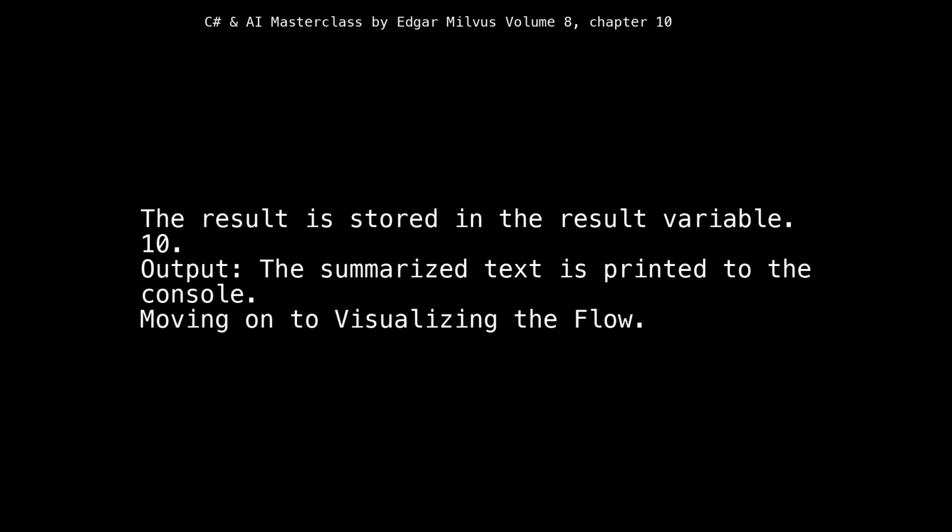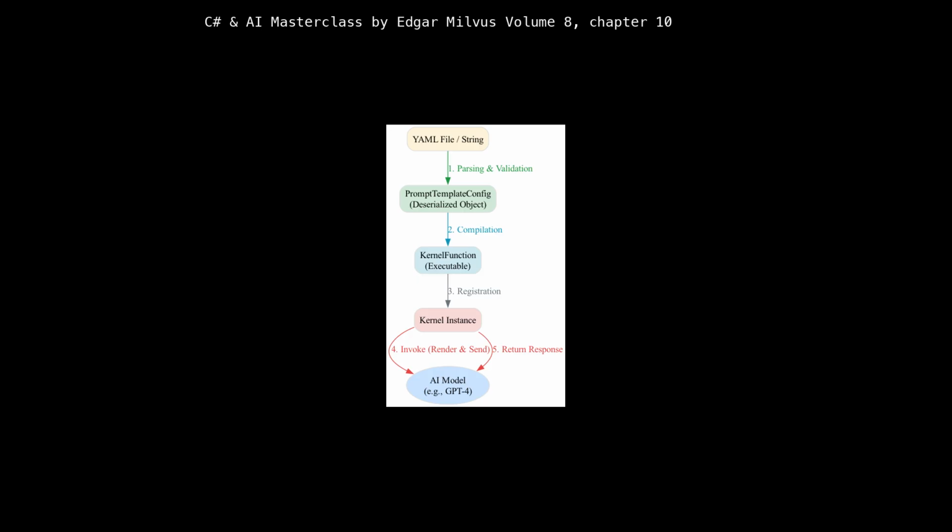Moving on to visualizing the flow. This diagram illustrates how the YAML definition flows through the Semantic Kernel to produce a result.